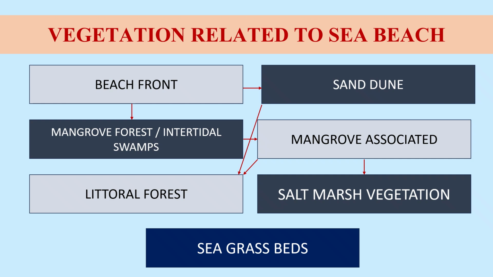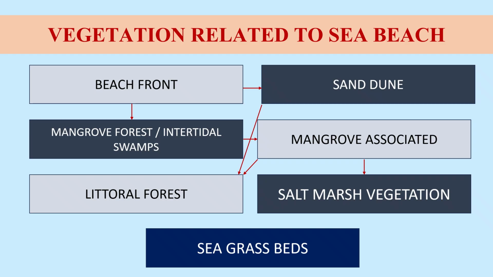But the mangrove associated plants do not have such specialized adaptations, but near the mangrove forest, they can also adapt to some of the harsh conditions, and they can grow well near the mangrove forest. So those kinds of vegetation come under the mangrove associated vegetation.